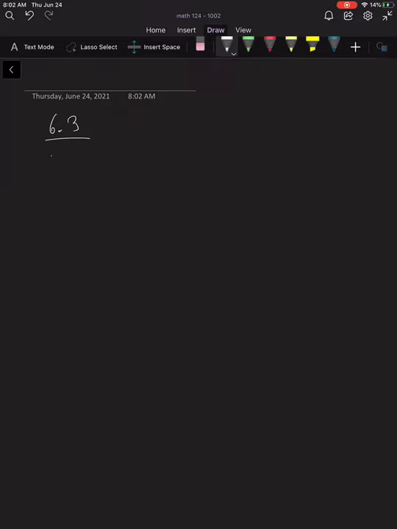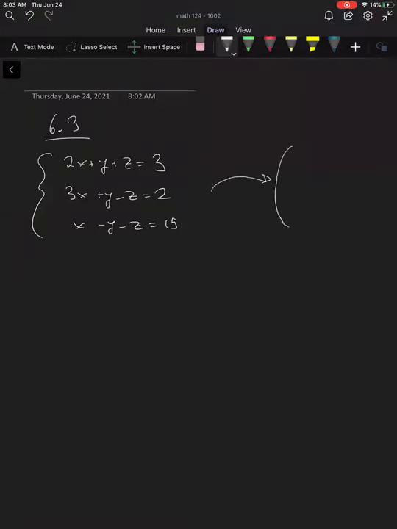So, in the last section, maybe we solved a problem that looked like this. We had like 2x plus y plus z is equal to 3, 3x plus y minus z is equal to 2, x minus y minus z equal to 15. Something like this. Another way of writing this is something called a matrix. A matrix is where we have a parenthesis, and whatever variables we have, we have a column for that.